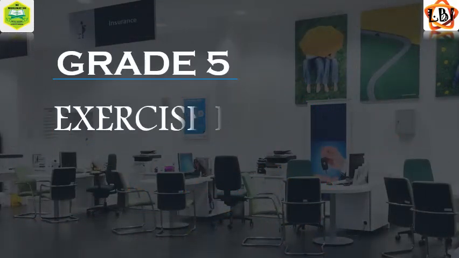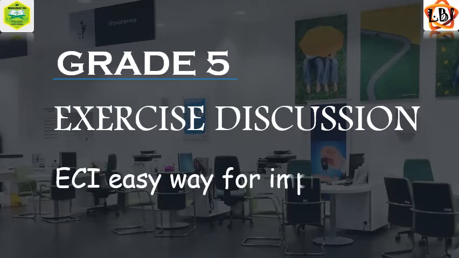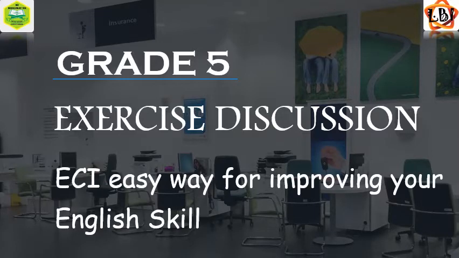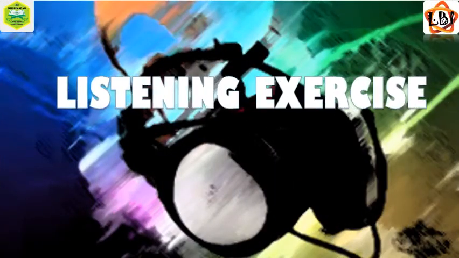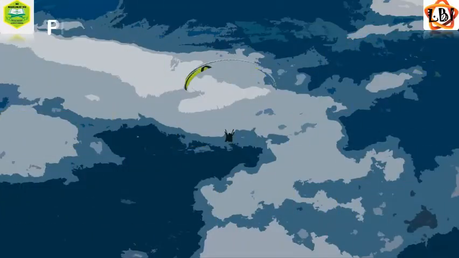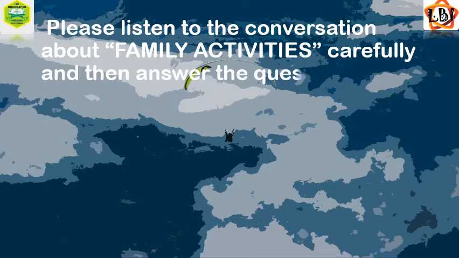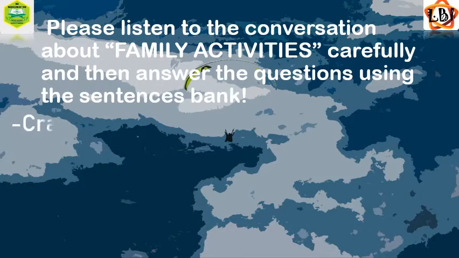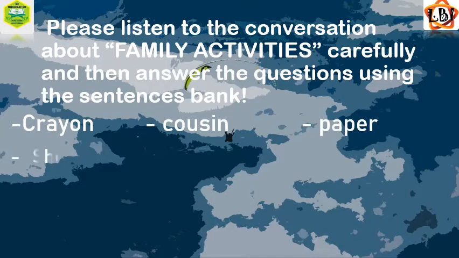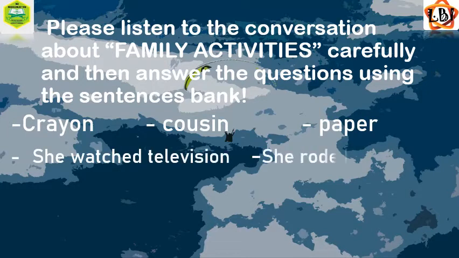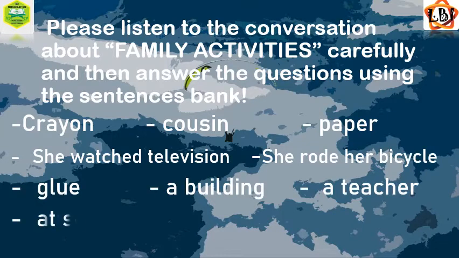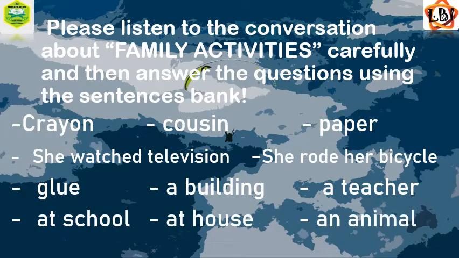Grade 5 Exercise Discussion. Essay Easy Way: Improving Your English Skill. Listening Exercise. Please listen to the conversation about family activities carefully and then answer the questions using the sentences bank: crayon, cousin, paper, she watched television, she rode her bicycle, glue, a building, a teacher, at school, a house, an animal.